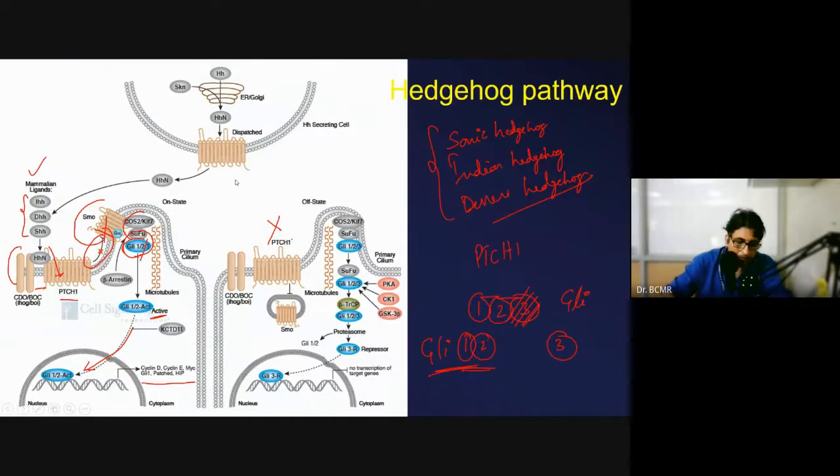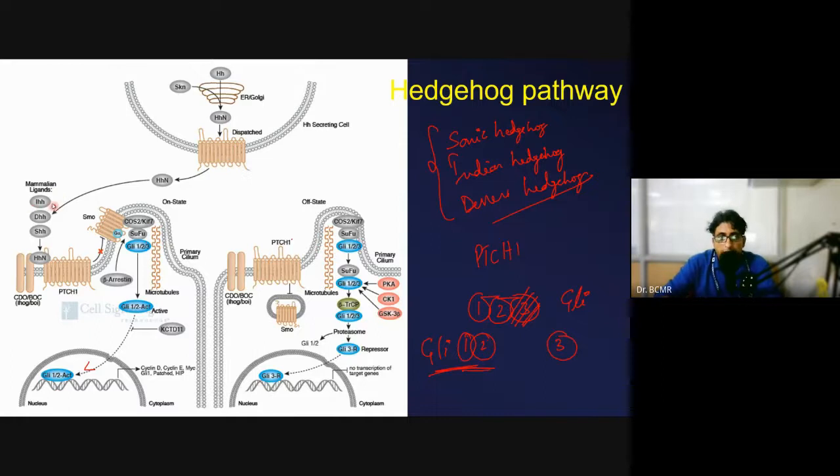Let me take another try with hedgehog. So normally what would happen, let's see, without and then with ligand, I should have started it that way. So when there is no ligand, patched is active, and it will inhibit smoothened, because of which gli is processed differently, and gli 1 and 2 get degraded, and what is left is gli 3, which acts as a repressor after entering into the nucleus.